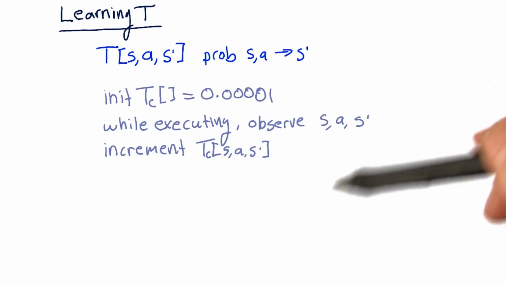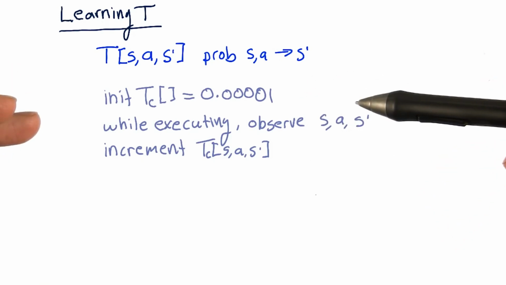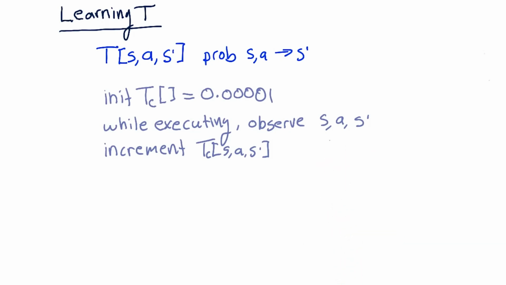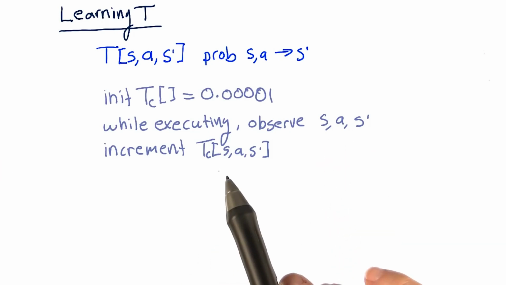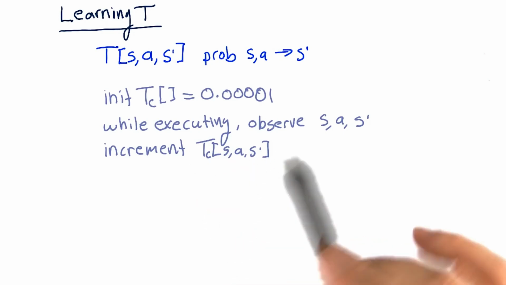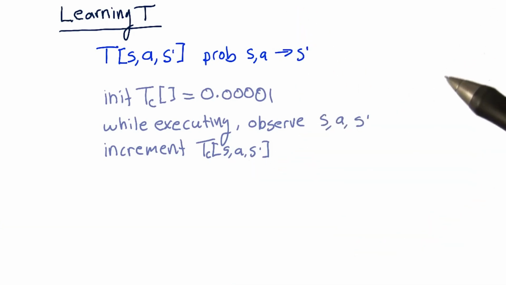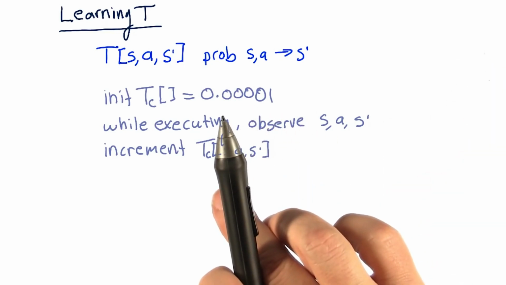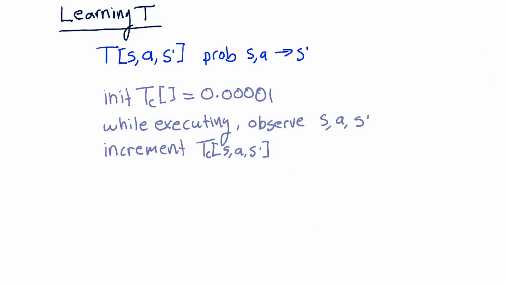Then we begin executing Q-learning, and each time we interact with the real world, we observe S, A, and S prime, and then we just increment that location in our T count matrix. So every time we see a transition from S to S prime with action A, boom, we add a 1. And that's pretty simple. That's it.